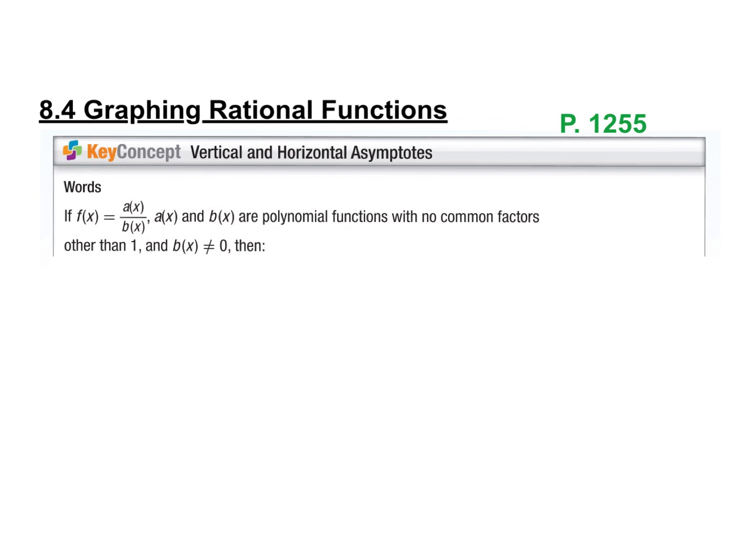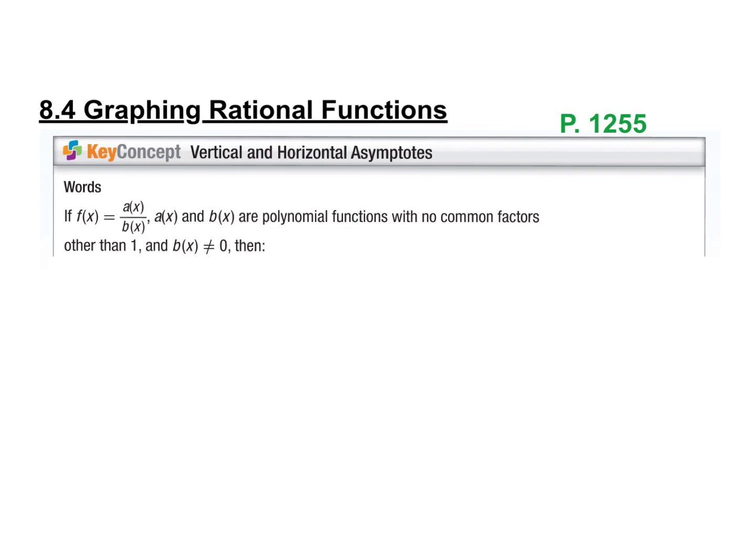Of course, they have 1 in common. And the denominator cannot be 0. Why can the denominator not be 0? It makes it what? Undefined. That's what makes things undefined, if the denominator equals 0. That we can't have. So we have a bunch of different cases here to look at.